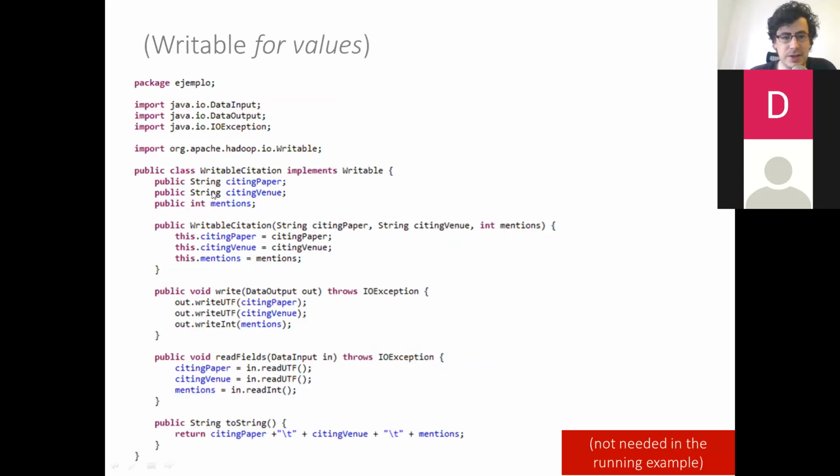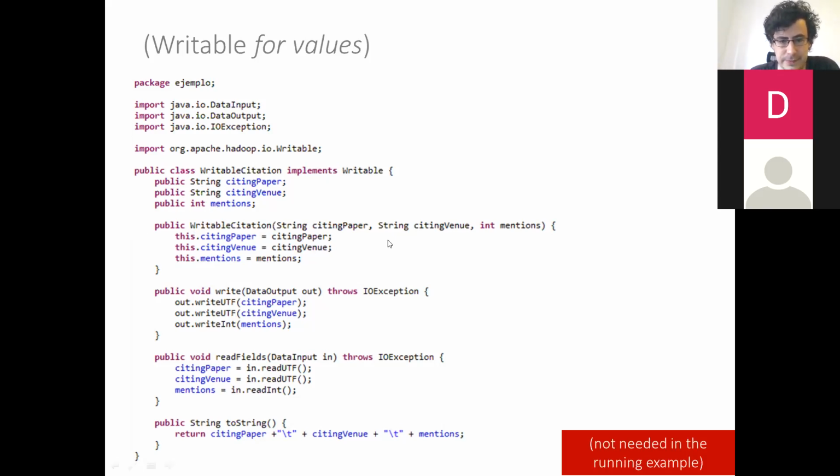If you want to create some new sort of object that you want to pass around in the Hadoop framework, you can implement Writable for values. For example, we can create a custom object that describes the citation, with the citing paper, where that paper was published, the venue, and how many times it's mentioned. Okay. So we can create a custom object like this. And if we want it to be compatible with the Hadoop framework, we need to implement a few things.